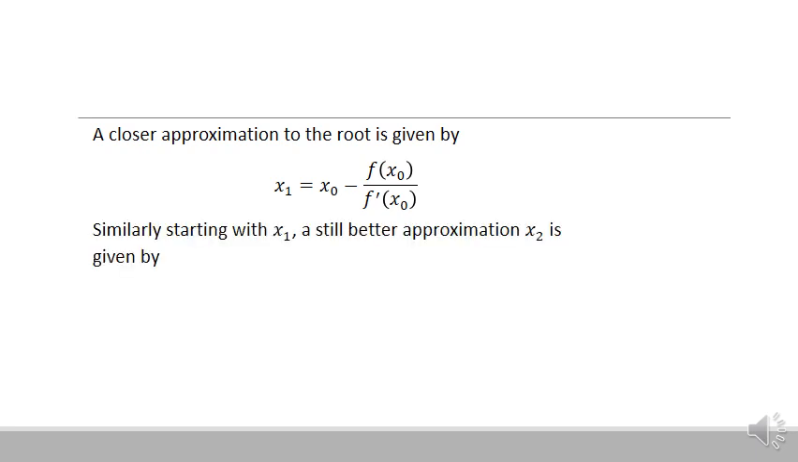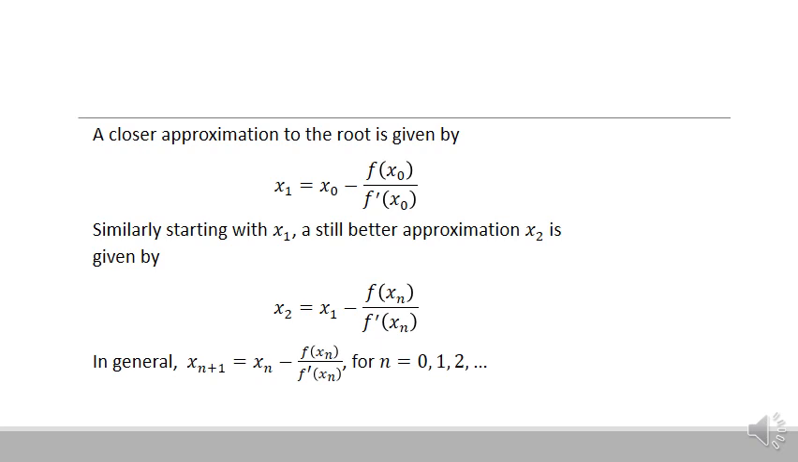A closer approximation to the root is given by x1 = x0 - f(x0)/f'(x0). Similarly, starting with x1, we can get a still better approximation x2 given by x2 = x1 - f(x1)/f'(x1). In general, x(n+1) = xn - f(xn)/f'(xn) for n = 0, 1, 2, 3, etc.